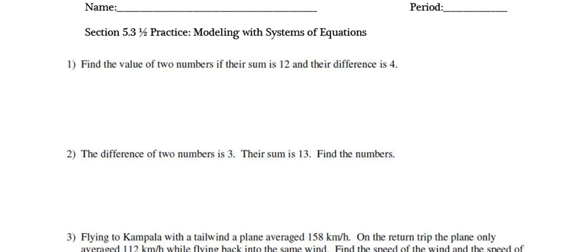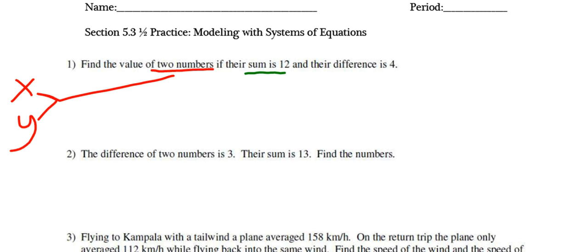Section 5.3.5 practice, modeling with systems of equations, which is essentially just word problems. So number one, find the value of two numbers if their sum is 12 and their difference is 4. Well, we have two numbers. I'm just going to say those numbers are x and y. Those are my two numbers, x and y.